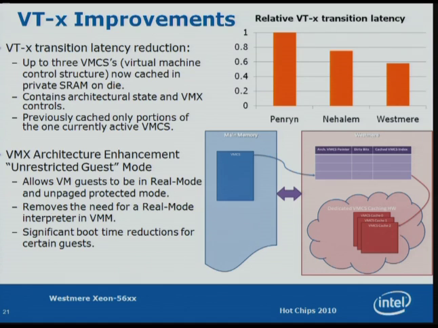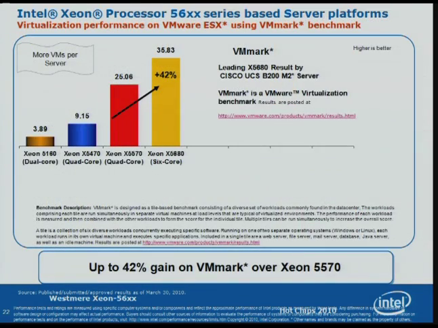The other item was the VT-x improvements. So this is the virtualization technology. There was a transition latency. You can see Intel's been kind of nicking away at this over time. Penryn, Nehalem, and Westmere did another improvement, which is the virtual machine control structures. We're caching those on die. Up to 3 of those can now be cached in portions of the on-die SRAM resources in order to improve the transition latencies there. And then Intel also put in support for the unrestricted guest mode.